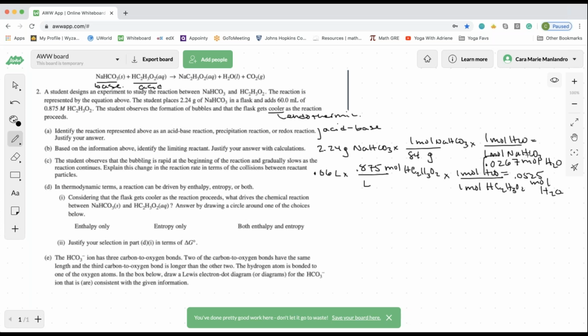All right, and so this one is the actual yield. So this was my limiting reagent. All right, I got less of it. Okay. Does anyone have any questions on that question?